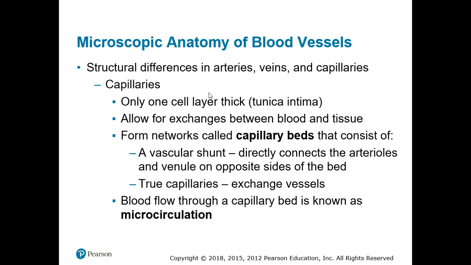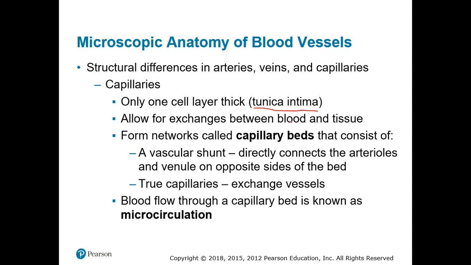The last structural difference in terms of arteries, veins, and capillaries is capillaries. These blood vessels do not contain all three layers. They do not have a tunica externa and media. They are actually only one cell layer thick in order to allow for exchange of oxygen and CO2 between blood and tissues, and so they are only made up of the innermost layer, which is tunica intima.